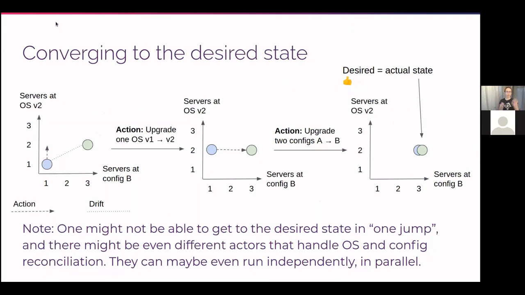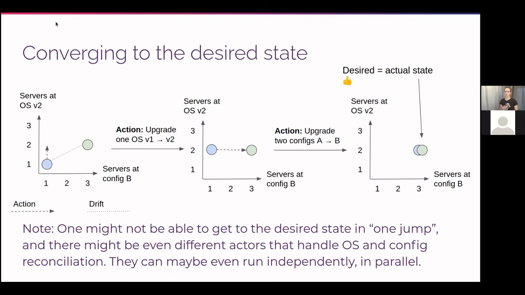If we think about this as coordinates, then on one axis we can have how many servers are at operating system version 2, and on the x-axis how many servers are at configuration B. In the beginning we have 1 server at OS2 and 1 server at config B, and that's the actual state. Then we want to get to the desired state, which is 3 servers at config B and 2 servers at operating system version 2. So we do 2 actions, and by doing those 2 actions we get to the right place. But we might not be able to do it in one jump. We might need to do it differently.